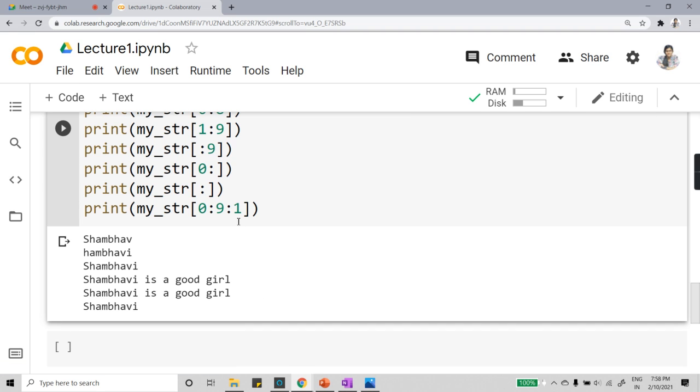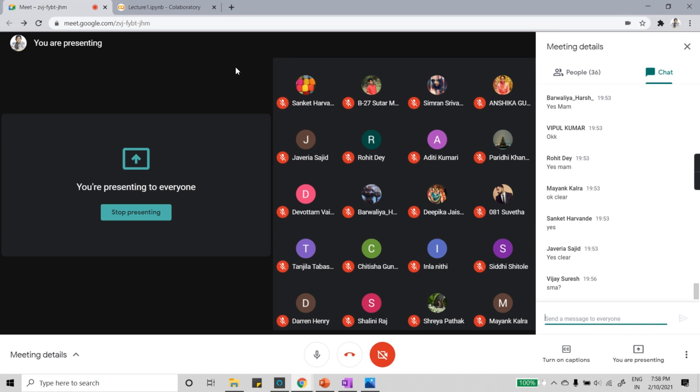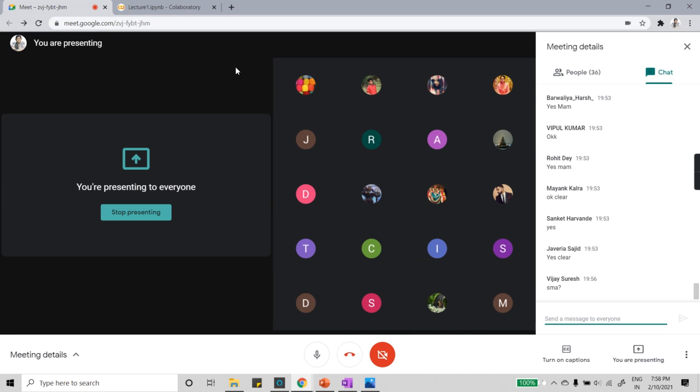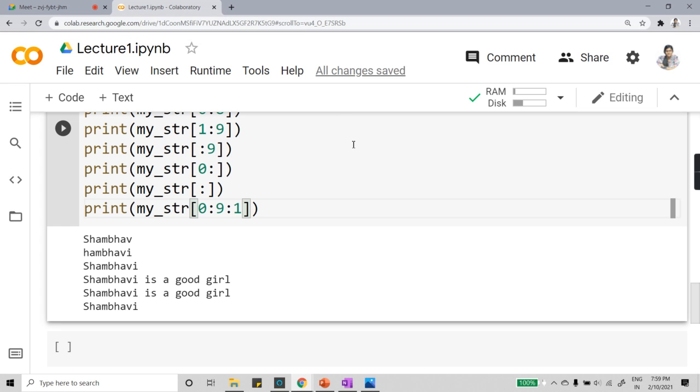Fine. So this was about this step function also. Now just quickly let me know, is this thing clear to everyone? Yes, Vijay, you are absolutely right. That is SMA. Absolutely correct. Okay, clear, fine. Okay, fine. 2 indicates print every second character and skip the first. Yes, Pranjal, absolutely right. You got the correct thing. 2 indicates that print every second character and skip the first. Right, absolutely right. Crystal clear. Oh wow, Harsh, very good, very good.